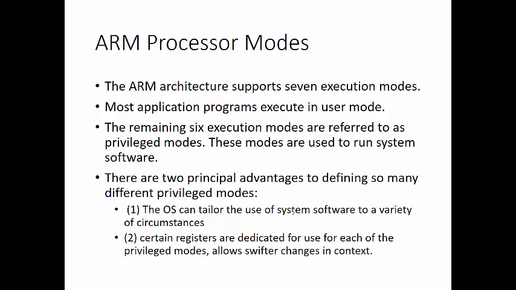So there are a number of different modes, and there are 7 execution modes. Most of the time, and for most application programs, they're executing in user mode. The remaining 6 execution modes are referred to as privilege modes. These are used to run the system software. There are 2 principal advantages of defining so many different privilege modes. One is the OS can tailor the use of the system software to a variety of circumstances, and certain registers are dedicated for use for each of the privilege modes, allowing swifter changes in context.